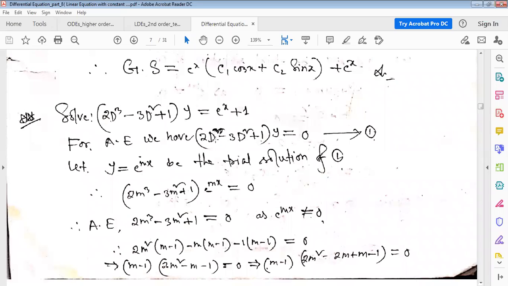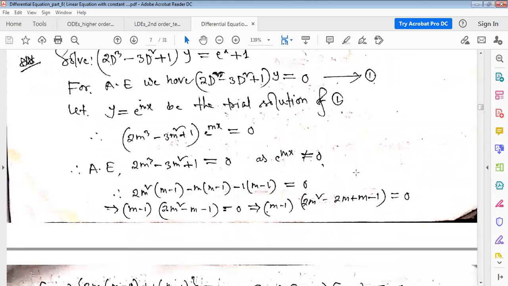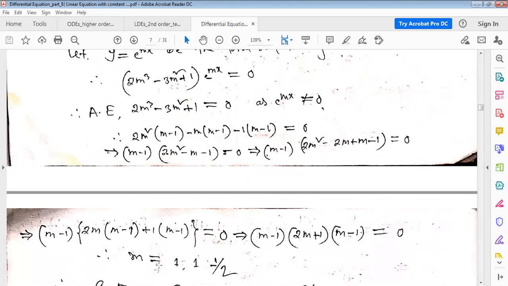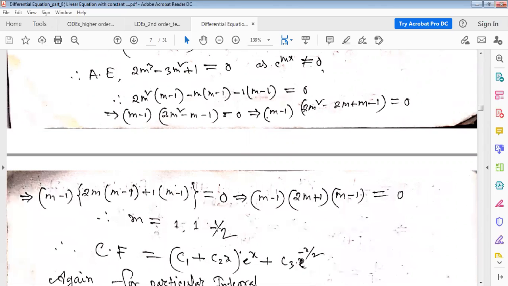Then this is actually D cube. Three times differentiation will give 2m cube, and two times differentiation gives minus 3m square plus 1, times e to the power mx. Then this is the auxiliary equation. After solving this, there are three roots of m. We get m equals 1, 1 and minus half.